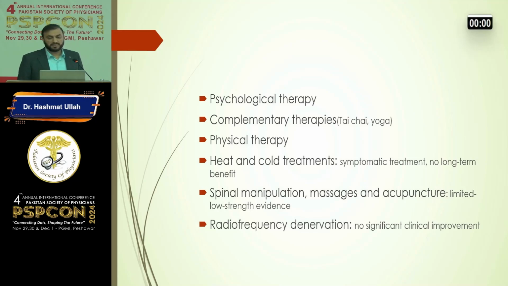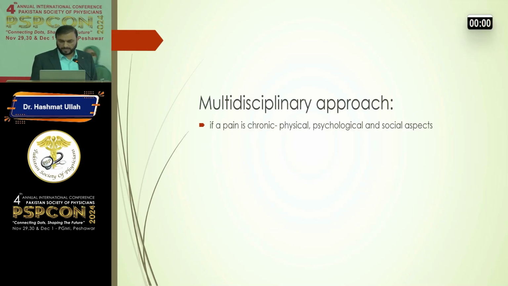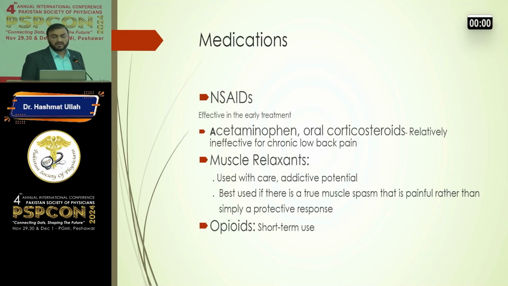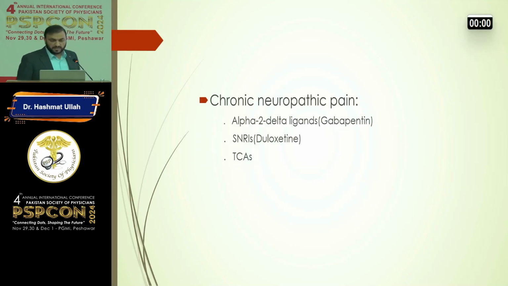Psychological therapy and complementary therapy are different types of therapy. Physical therapy, heat and cold treatment are symptomatic treatment, and there is no long-term benefit in these. A multidisciplinary approach should be advised for the patient who has chronic pain, addressing the physical, psychological, and social aspects. There is a limited role for NSAIDs, steroids, and muscle relaxants. We can give opioids for very short term. For chronic neuropathic pain, you can give gabapentin, duloxetine, and TCAs.